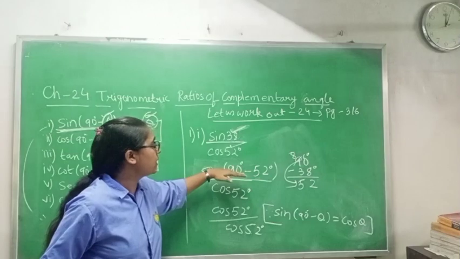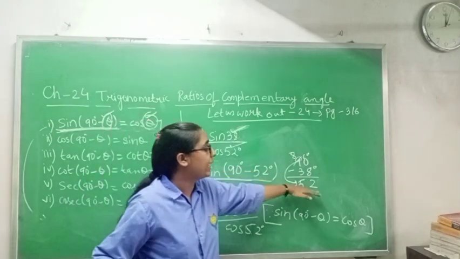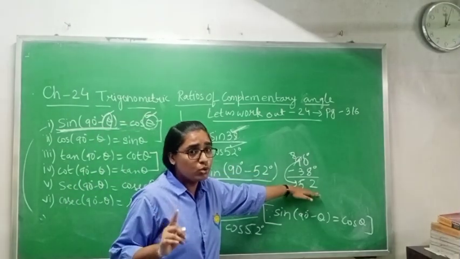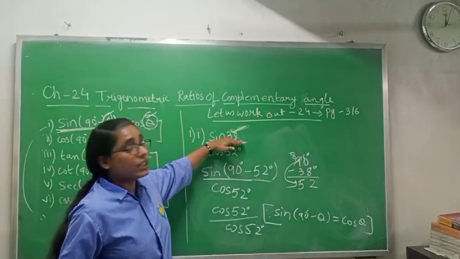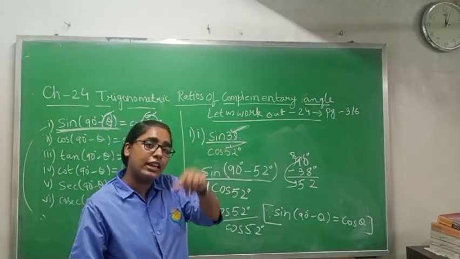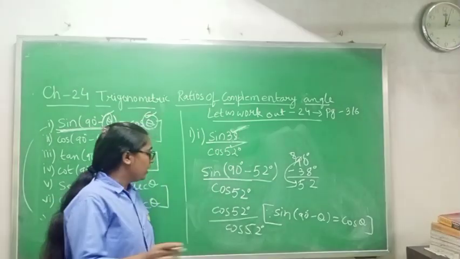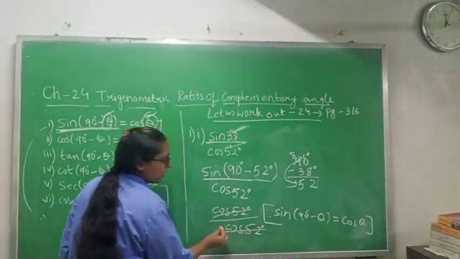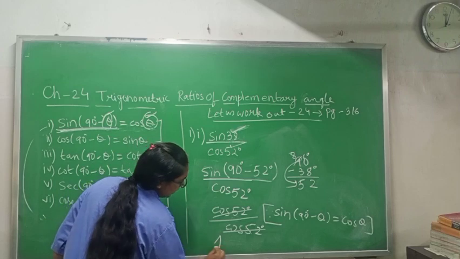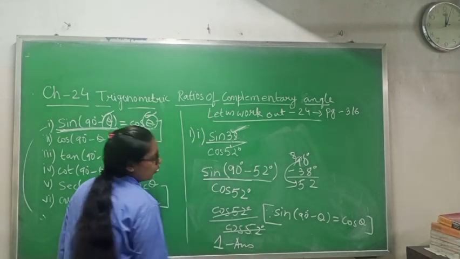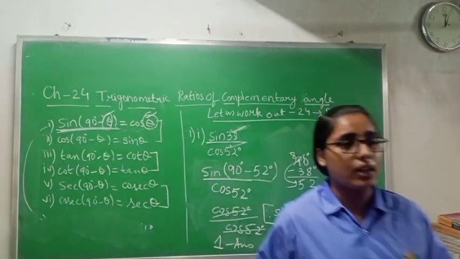Why? Because if you subtract 90 minus 38 you will get 52. You don't need 52, you need 38°, meaning after subtraction you again get the same angle which is given in your question. So cos 52° will cancel out, you will get 1, so your answer will be 1. Complete this one, class 10.